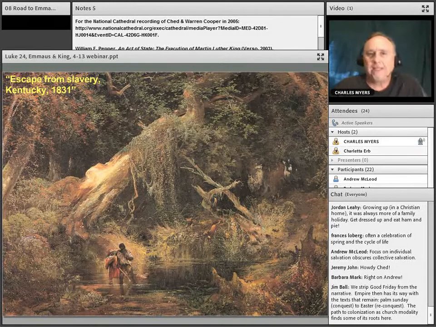This is a scene that I think is more apt, an alternative way to imagine the Emmaus Road story. This is a painting in 1831 of fugitive slaves hustling through a swamp being pursued by would-be captors. Now, we don't think of this as religious art, but I would submit that this is far more the tenor of the Emmaus Road story.